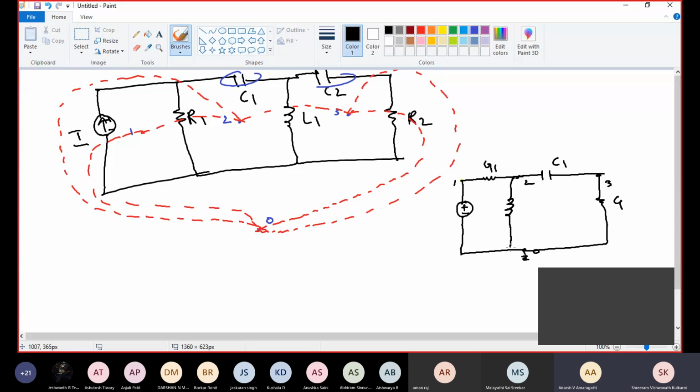C1, L1, yes, L1, and for this. Understood? Fine.